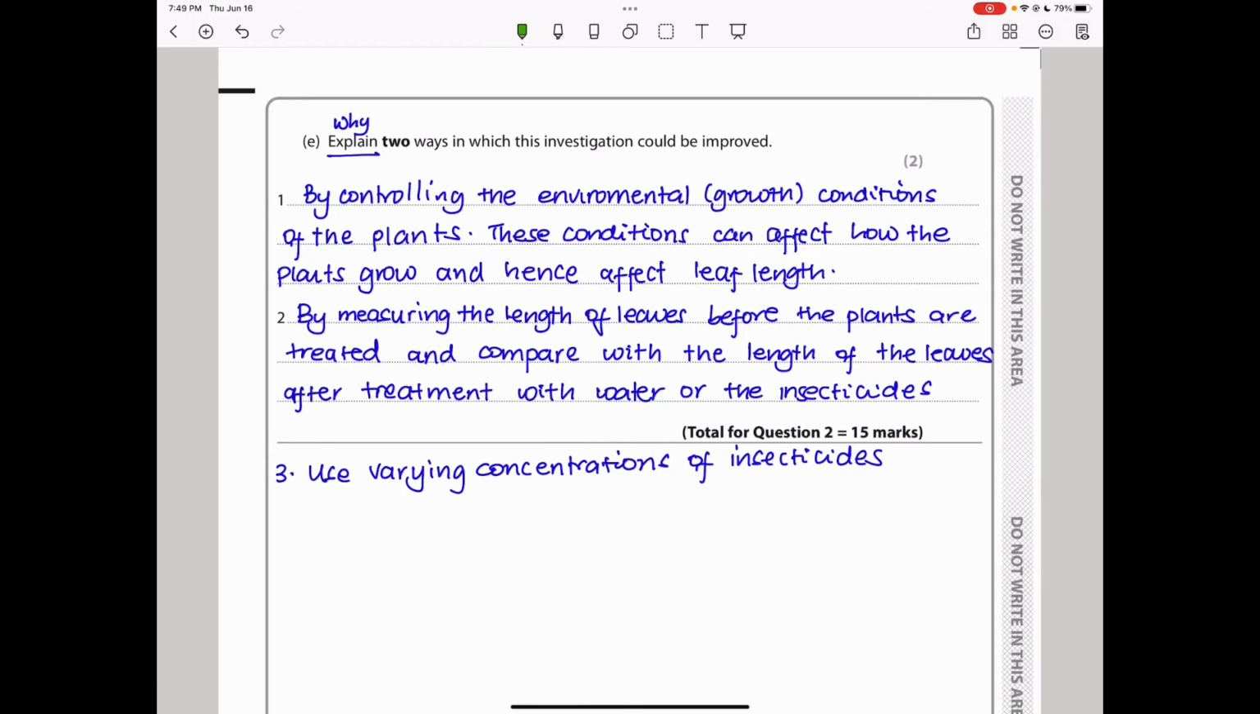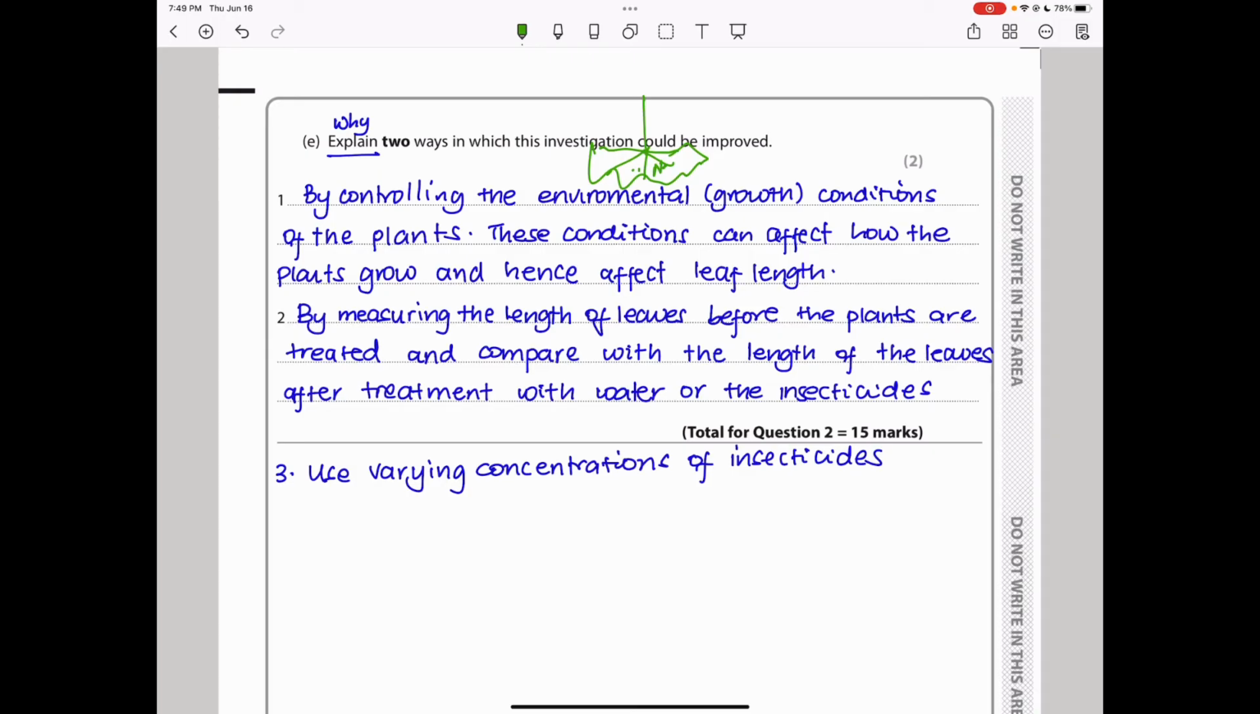The next part says, explain two ways in which this investigation could be improved. We could improve this investigation by trying to control the environmental conditions. Remember, these plants grow in a field, and in the soil in the field you cannot control the conditions to monitor the amount of nitrate or the minerals or the water inside the soil. This is going to be problematic. So if we can monitor or control environmental conditions of the plant, we could make the results more conclusive.